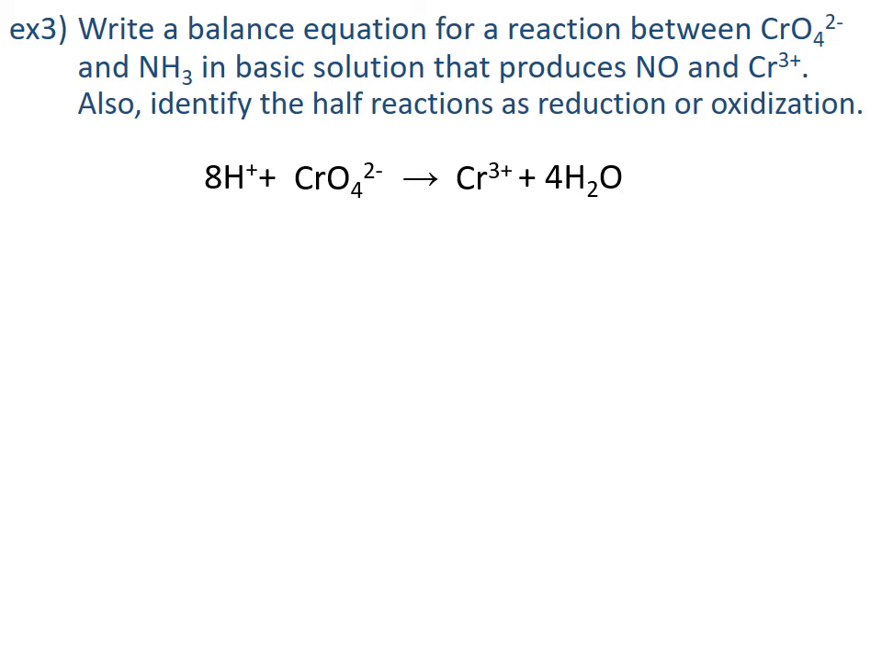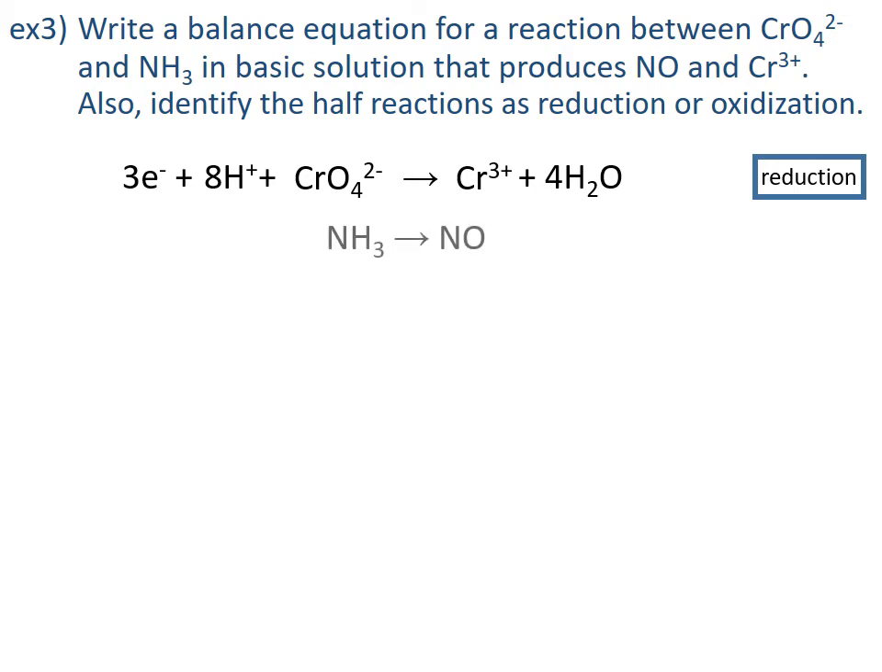To balance charge, I have a plus 8 and a minus 2 on the left, which is a total of plus 6. And on the right-hand side, I have a plus 3. I add electrons to the more positive side. I will add then 3 electrons so that both sides equal positive 3. The 3 electrons are going into the reaction, so that means it's gaining electrons, and gain electrons is reduction.